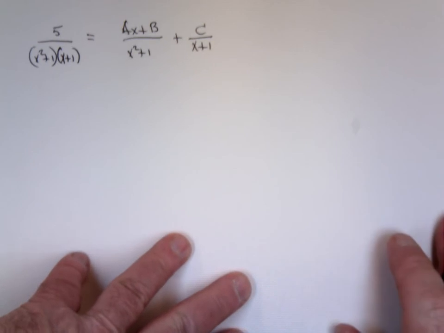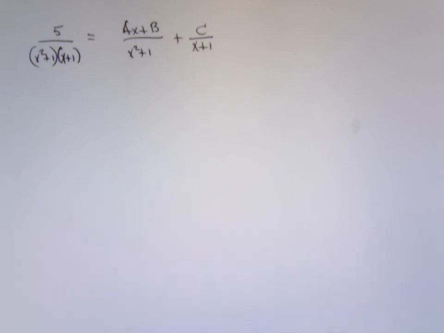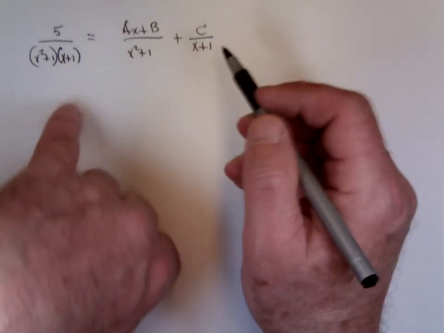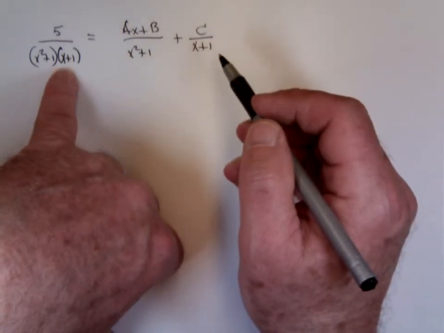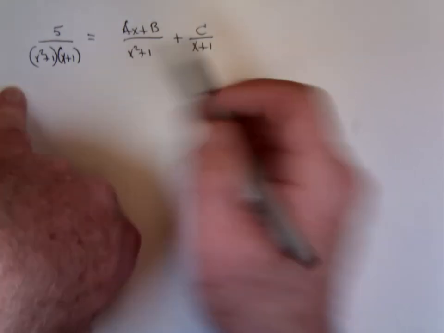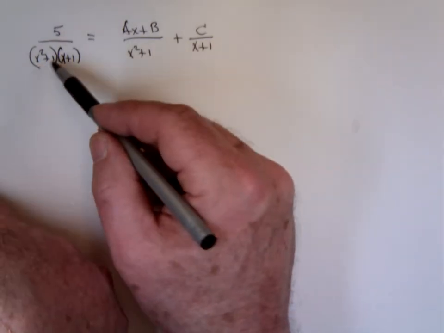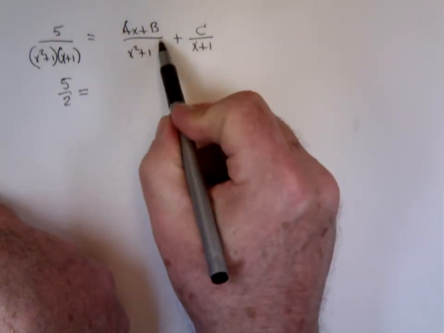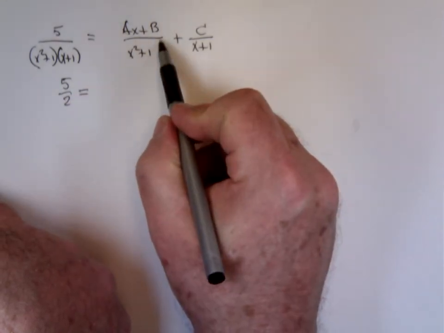Well, we can't solve for a and b, because we have no real number that causes x squared plus 1 to be 0. But we can solve for c, and it's worth your while to solve for c. Multiply through by x plus 1, let x equal negative 1. Negative 1 squared is 1, plus 1 is 2. We get a 0 here, and we have c left by itself.